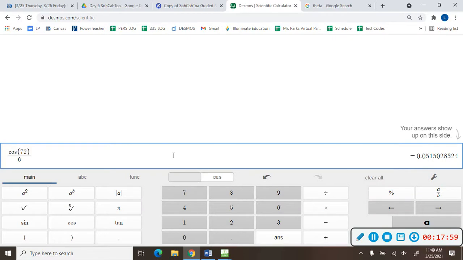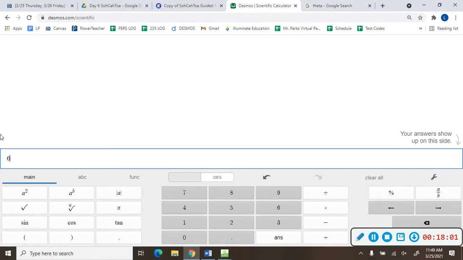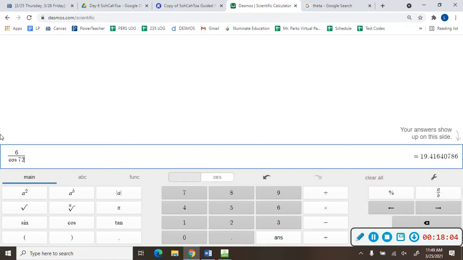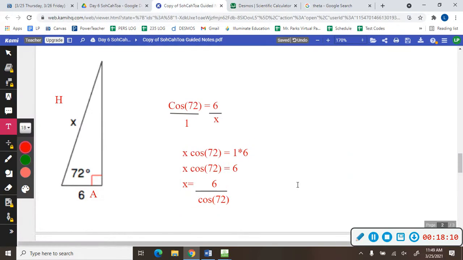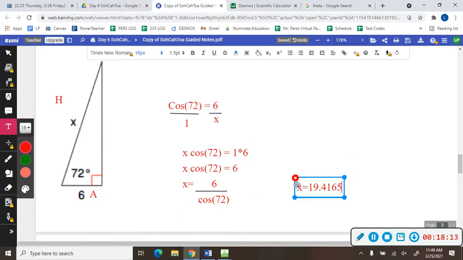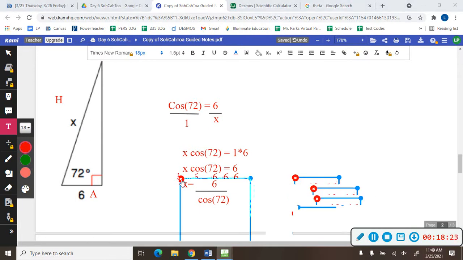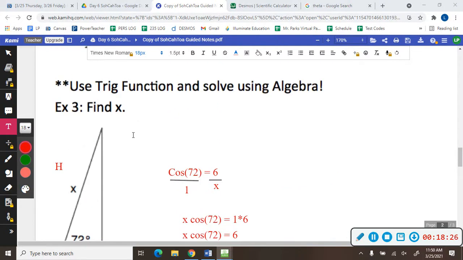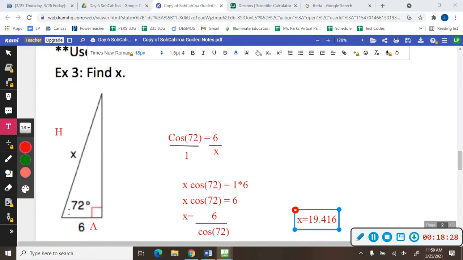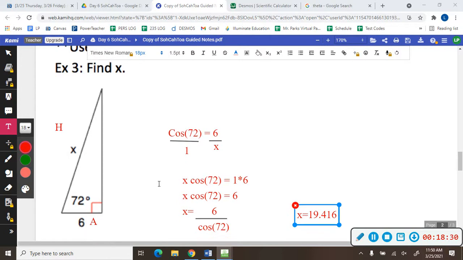There was no way that was 0.05. So if I type in 6 divided by cosine of 72, that makes more sense. 19.416. And depending on how they tell me to round, that could be 19.4, it could be 19.42. So those are 2 examples on how to find a side length if you're given an angle and another side length.